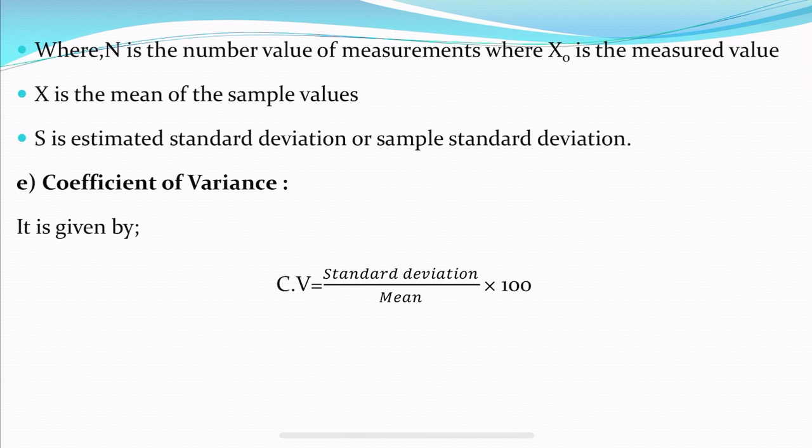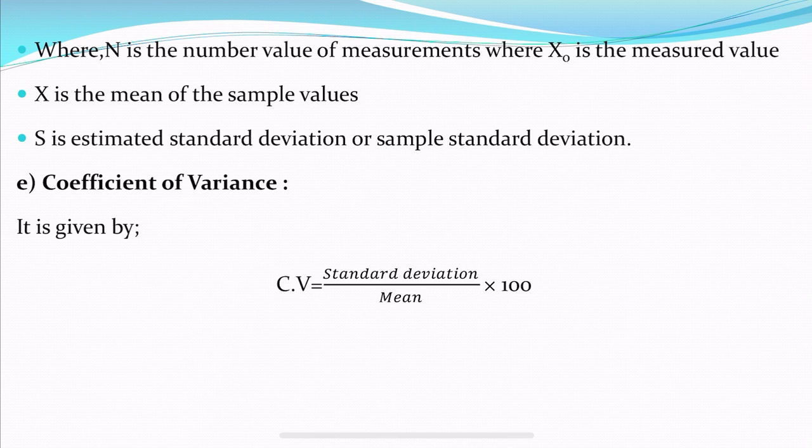The symbol S is used instead of sigma. As I said, the capital letter S is used instead of sigma to indicate that the standard deviation obtained is only an approximation of the true value. So this is also called the estimated standard deviation or sample standard deviation.